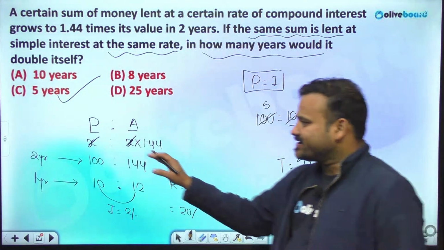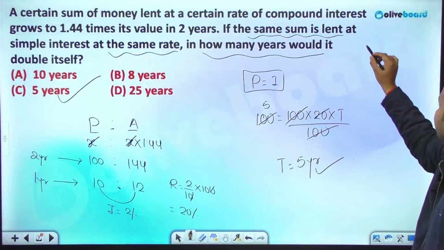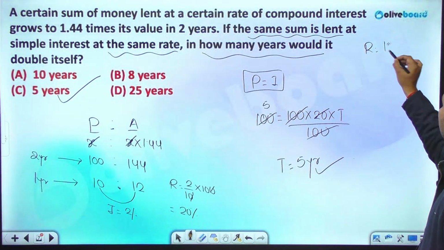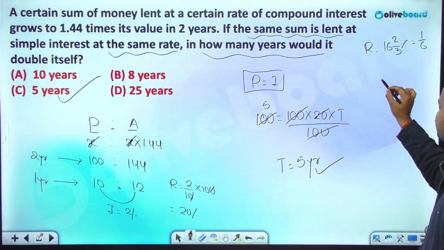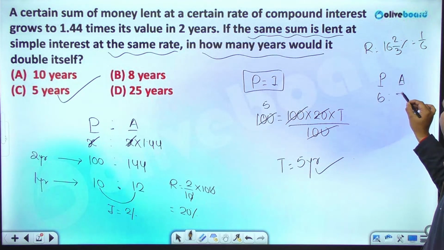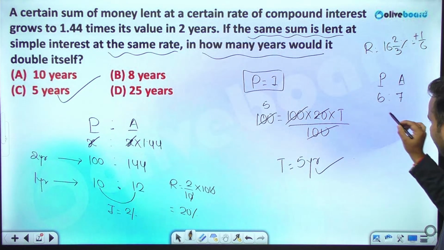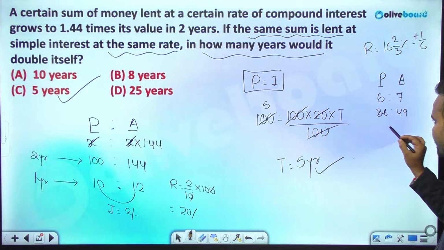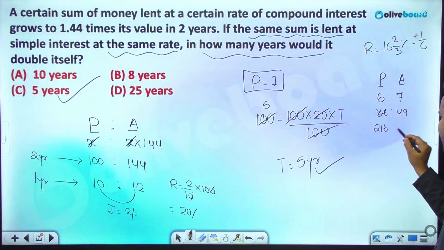Why did I make a square root? Because in compound interest, let's say the rate of interest is 16 2/3%. How does it work? 16 2/3% is 1 by 6. So the ratio of principal to amount will be 6 and 7 for the first year. Rupees 6 becomes 7 after 1 year. The ratio will be 36:49 for the second year. In the third year, it will become 216 and 343, like this.